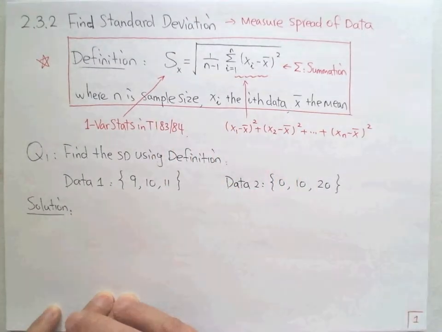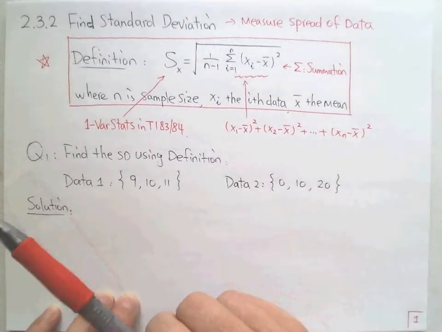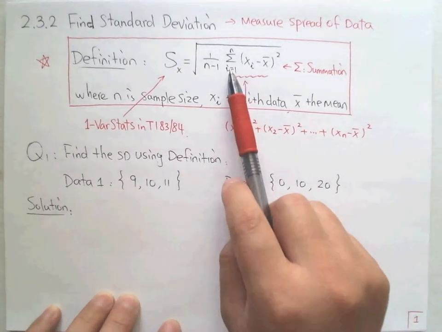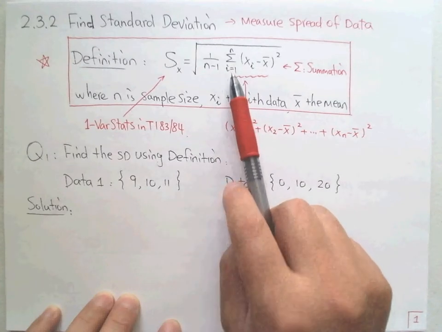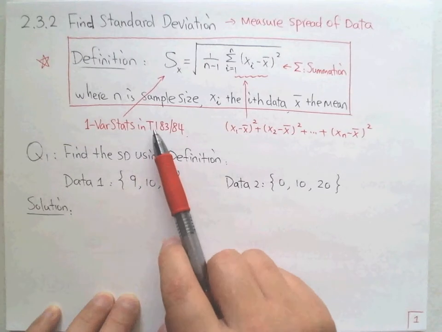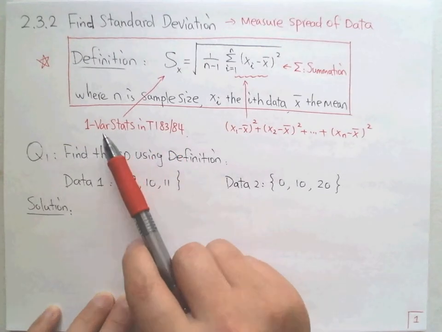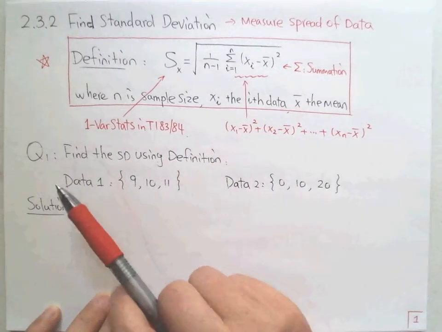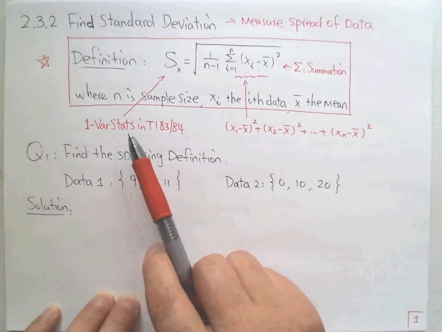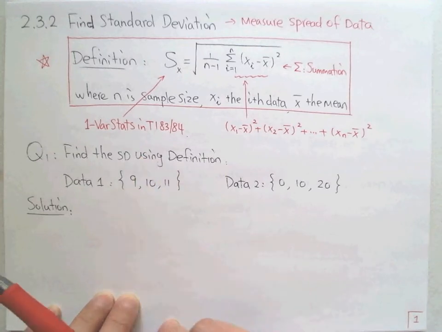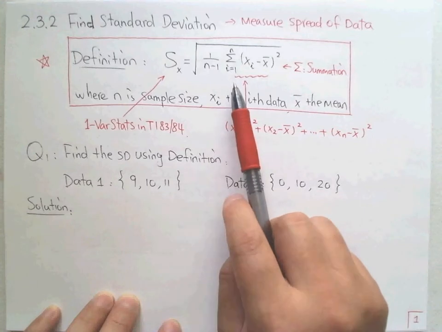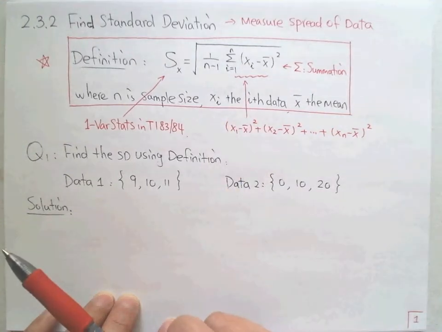The definition looks complicated, but please be sure I will give an example of how to use it to find the standard deviation. Most importantly, later I will use the TI-83 calculator. The function is one-variable stats to find the standard deviation, and if you have a TI-84 it is the same, a similar function to find the standard deviation. Later I will show you how to understand what this standard deviation means. First, look at the first question.